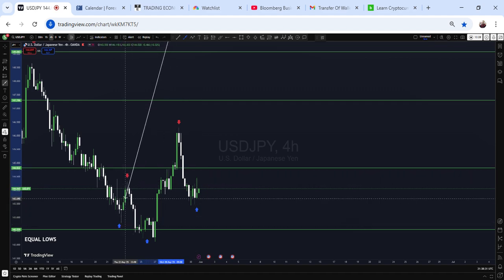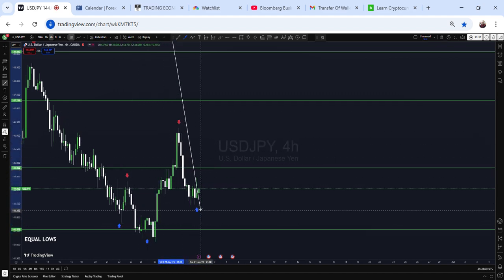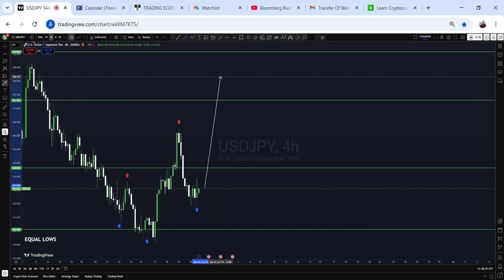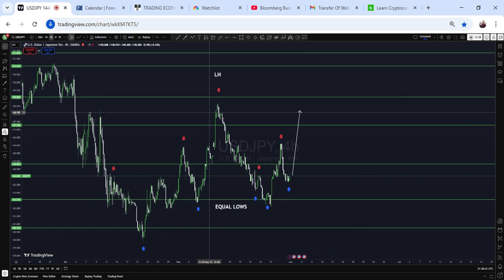This is lower low, this lower high, this lower low. Price mitigated it to give us this high. Coming back here, it gives us this lower low. Then we are looking forward to what? Getting a high.